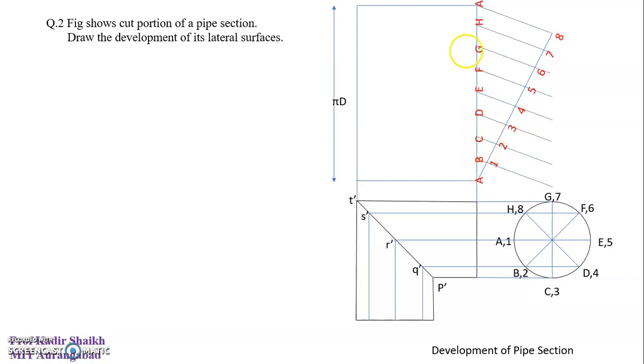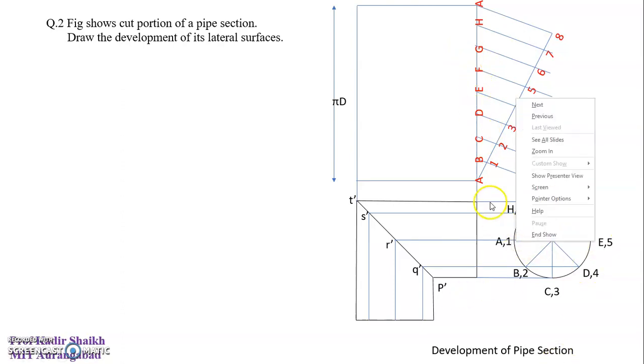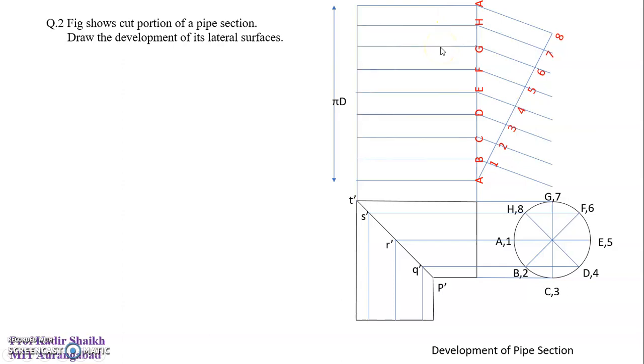Name these points as A, B, C, D, E, F, G. So A will be our starting point, then B, C, and the end point is again A. Now draw the generators through all these points or divisions. Then project P dash as a cutting point. As P dash is on C3, it should be here again on C3.